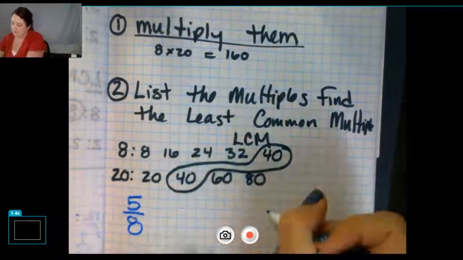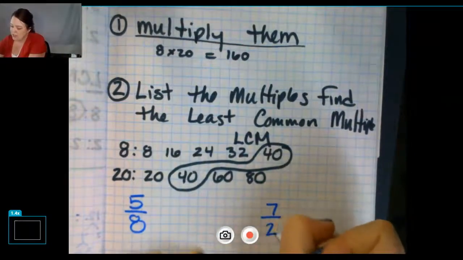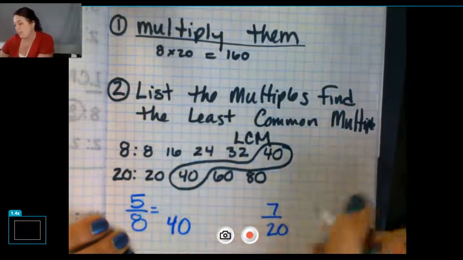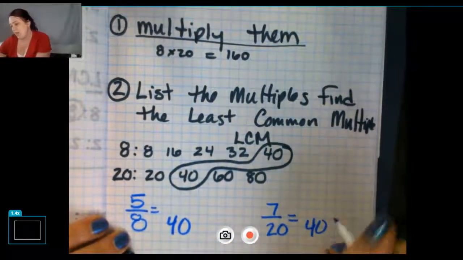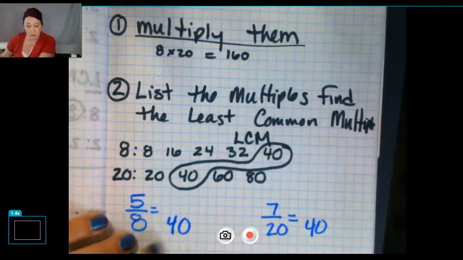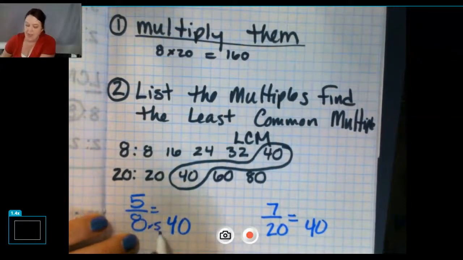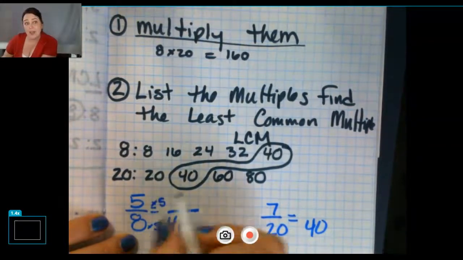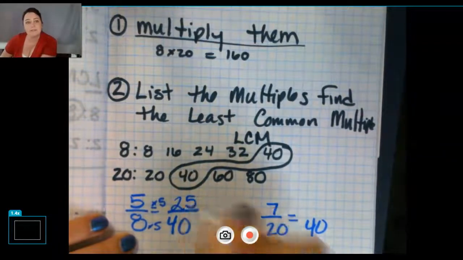5/8, 7/20. And I'm going to make them become 40ths. Now, how did I go from 8 to 40? I multiplied by 5. Whatever I do to the bottom, I must do to the top. 5 times 5 is 25.